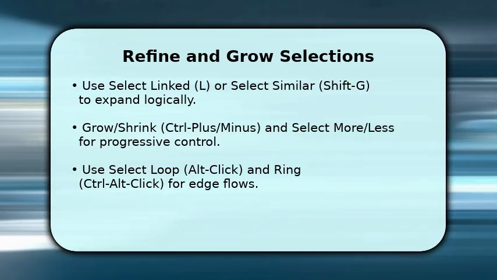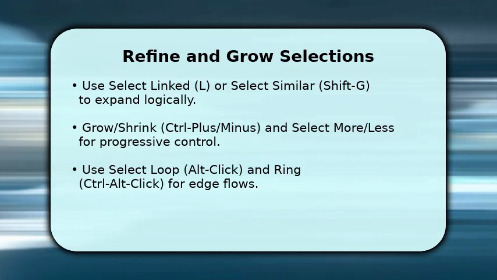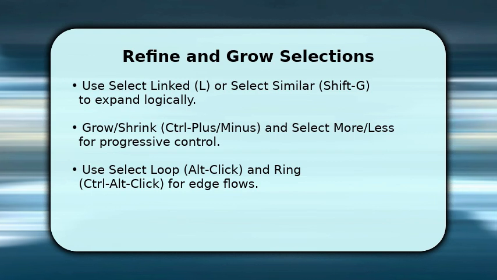This prevents overshooting. For edge-based workflows, pick edge loops with Alt-click and edge rings with Ctrl-Alt-click. Once you combine these tools, selection becomes precise and aligned with mesh topology, so edits behave predictably.